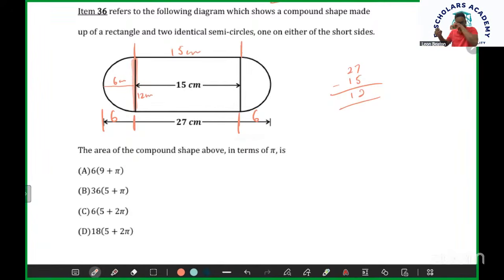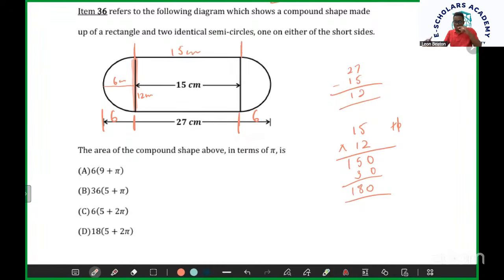So to find the area of this inner piece, I can say 15 times 12. That will give me the area for that inner piece. So 15 times 12: 2 times 5 is 10, carry 1, 2 times 1 is 2 and 1 is 3. Then 0, 1 times 5 is 5, 1 times 1 is 1. So this is 180. So 180 is the area for this inner piece here.